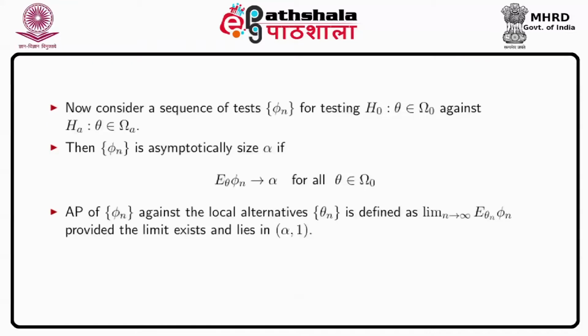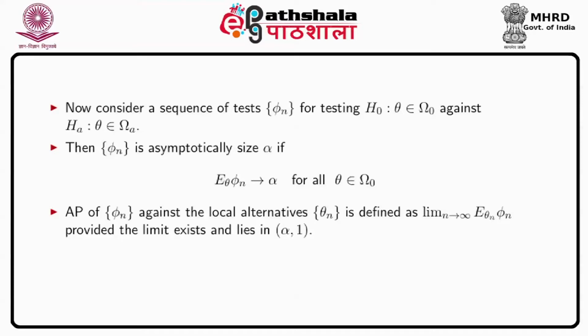Now consider a sequence of tests phi_n for testing H0 that theta belongs to omega naught against HA that theta belongs to omega A. Then phi_n is asymptotically of size alpha if the expected value of phi_n under theta tends to alpha for all theta belonging to omega naught. Then the AP of phi_n against the local alternative theta_n is defined as the limit as n tends to infinity of the expected value of phi_n under theta_n, provided the limit exists and lies in the open interval (alpha, 1).